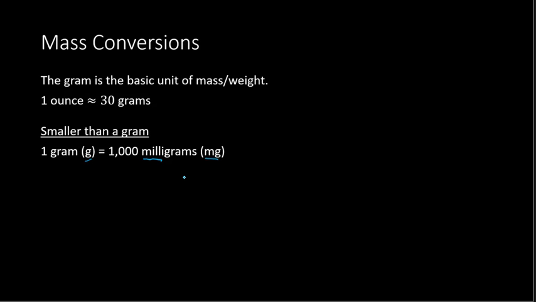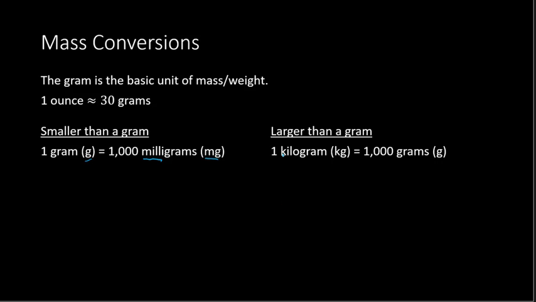And then we have units larger than a gram, and the primary unit that we work with is going to be the kilogram. And we see that prefix kilo. Kilo means 1,000. All right, so just like milli means 1,000, kilo also means 1,000. So milli would be 1,000, but it's smaller than a gram, and then kilo is 1,000, but it's larger than a gram. All right, so kilogram is 1,000 grams. This is 1,000 times larger than a gram. And notice the abbreviation for kilogram is kg. So kg stands for kilogram.